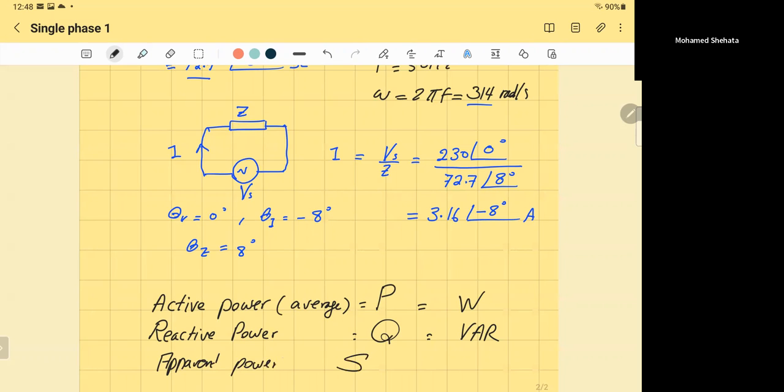And that's S. And the unit is volt amp. We have 3 types. What is the difference between each one? What is active power and what's reactive power?